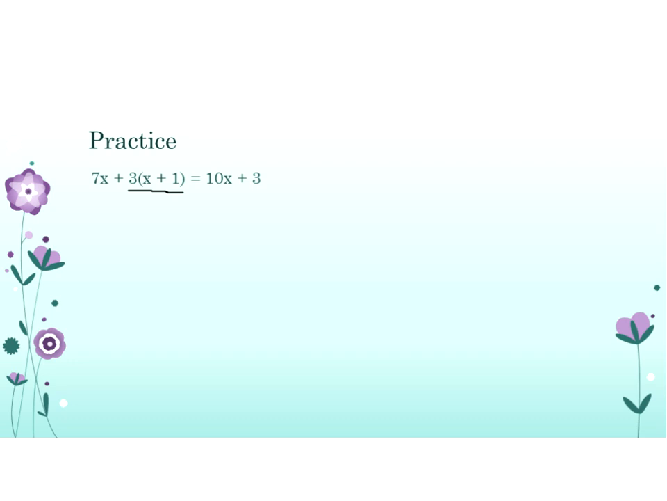So I'm going to rewrite my equation after using that distributive property, starting with 7x, and then we do 3 times x. We keep that positive sign because they're both positive. We get 3x, and then we do positive 3 times positive 1. We get positive 3, and then we get equals 10x plus 3.